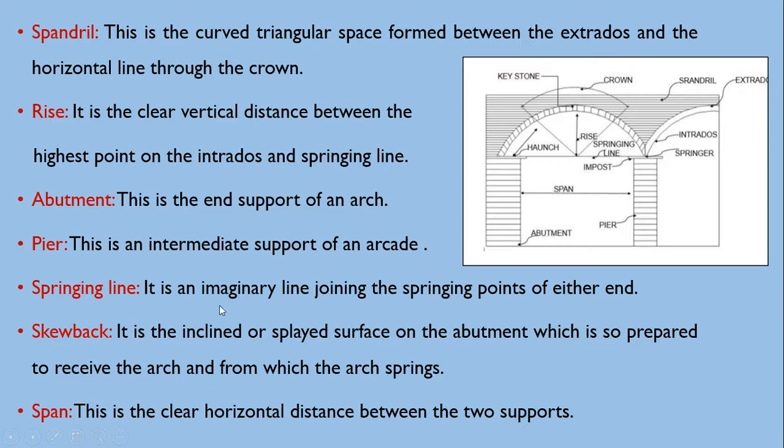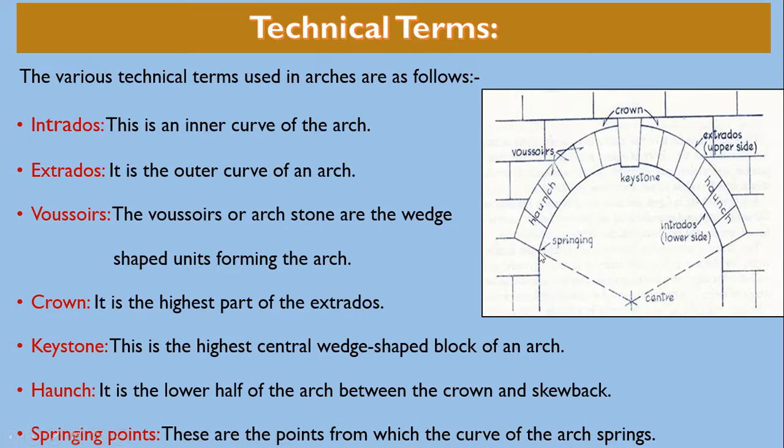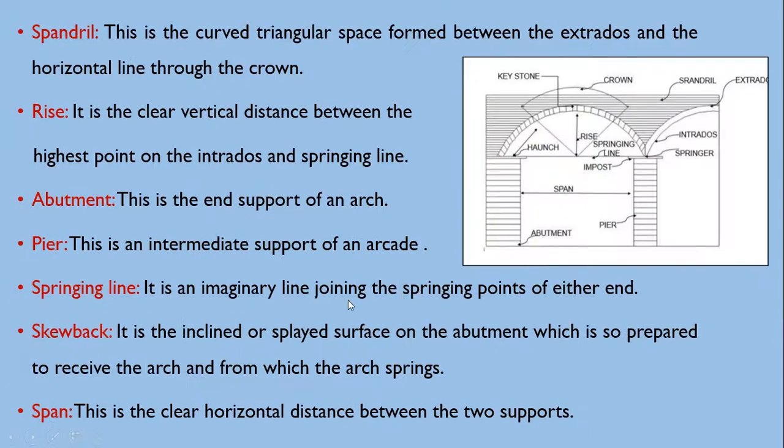Springing line is an imaginary line joining the springing points of either end. Springing point means, as in the previous sketch, the point from where the arch springs, right? So this point and this point are joined, and this is called the springing line. Skew back is the inclined or splayed surface of the abutment which is so prepared to receive the arch and from which the arch springs.